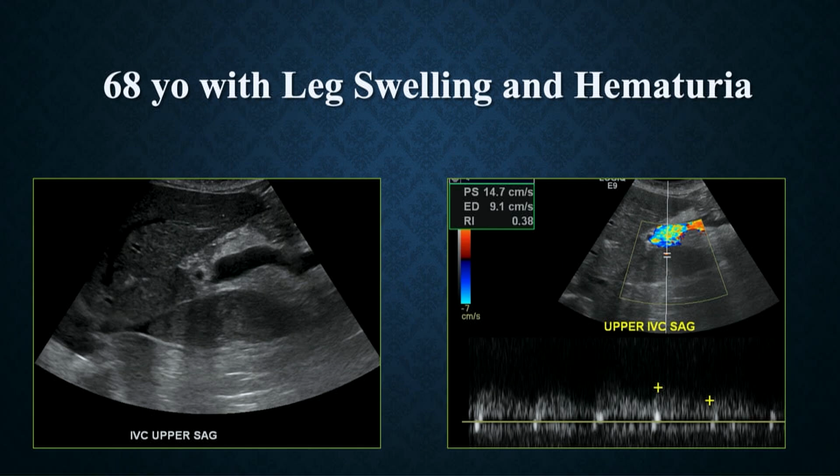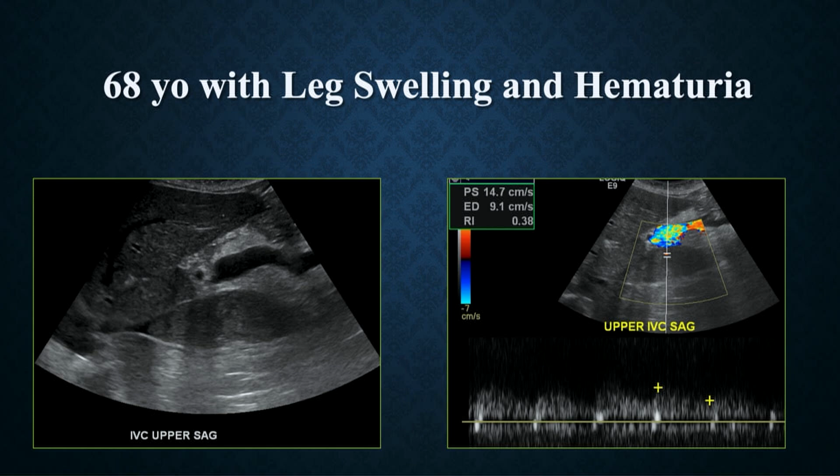Here's a 68-year-old with leg swelling and hematuria. Different scenario here. As we're doing the examination, again, scanning through the liver, we notice that the IVC is distended with thrombus. Okay? And interestingly, as we're looking at the IVC and we turn the color on, we actually see some vessels within the clot. And those vessels have an arterialized pattern. So this is not bland thrombus.